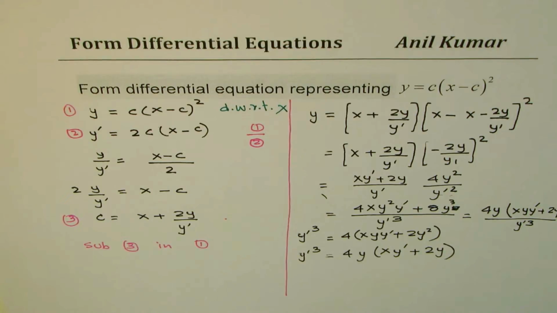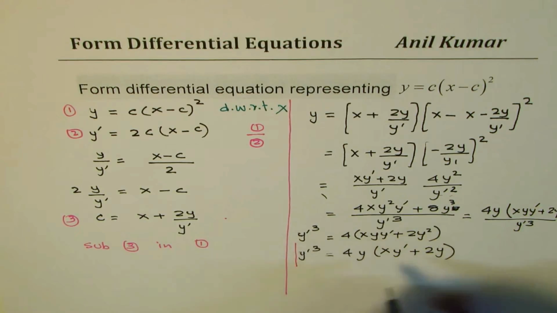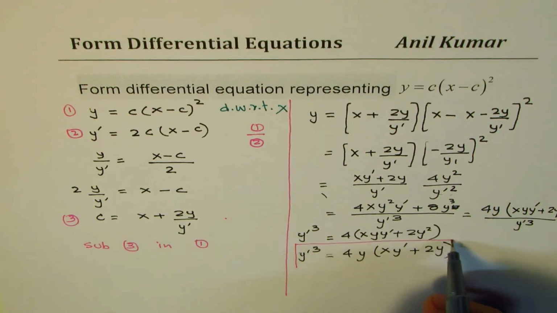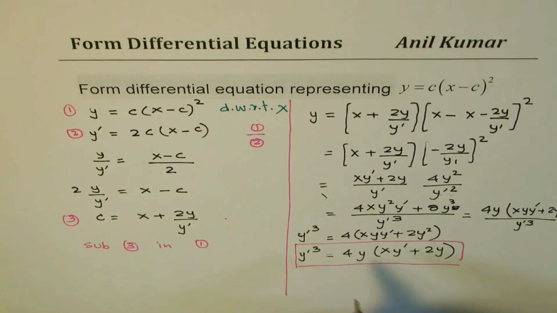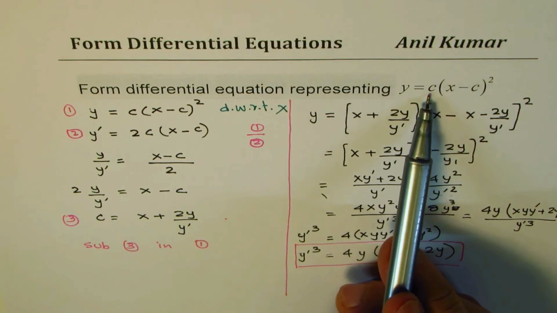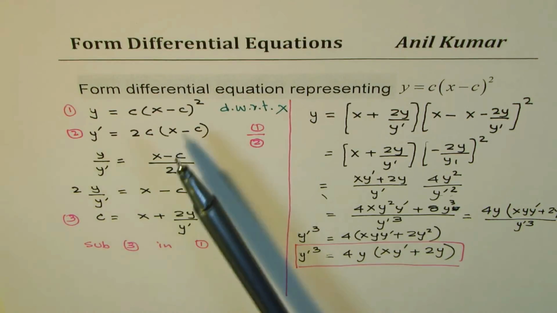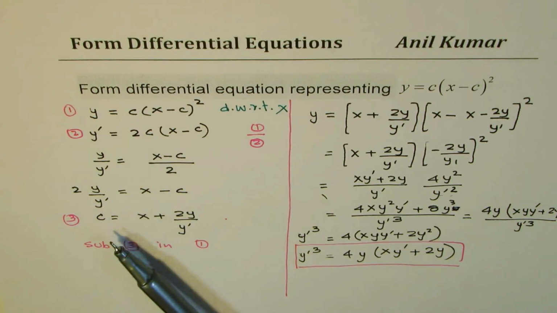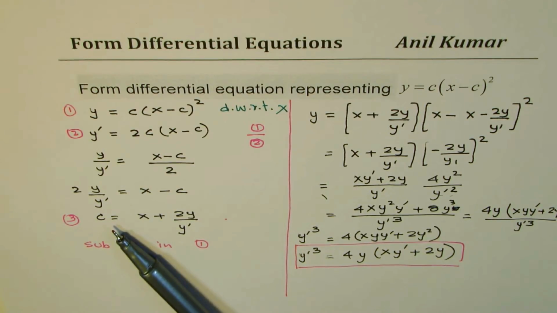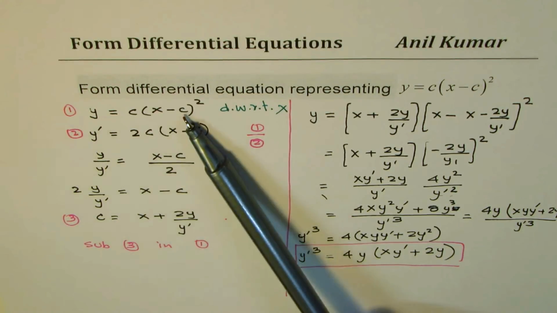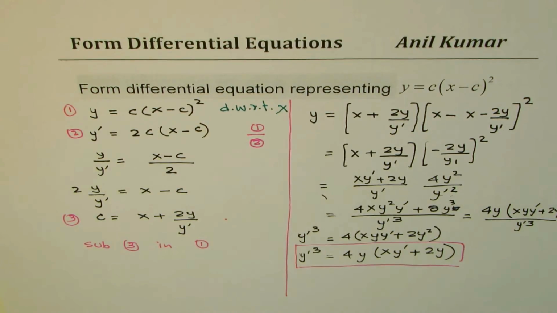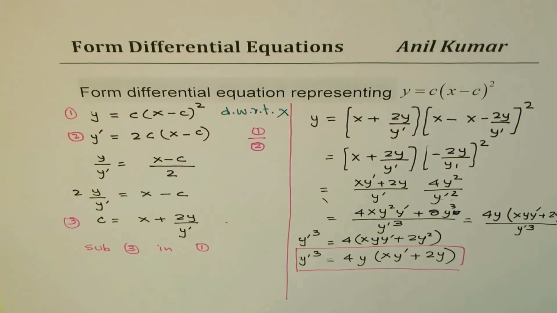So that is a differential equation which represents a family of curves given by the equation y equals c times (x minus c) whole square. Correct? So I hope the steps are absolutely clear to you. The idea is that you have to isolate c, and once you do that, you substitute it back into the equation and get the result. Let's take up the next example now.